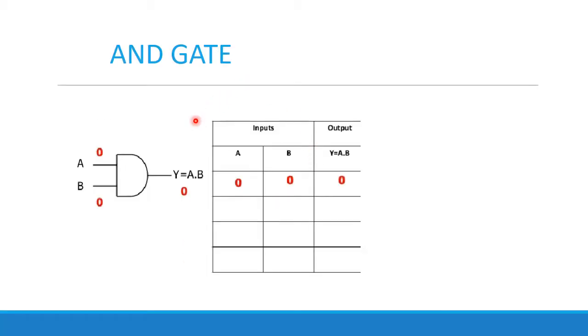Let's consider the truth table for the AND gate. Now we have two inputs A and B and one output, that is Y. Now the output is equal to A and B. Now first of all consider input A is at 0 and input B is also at 0. Now what will happen? The output will be also 0.